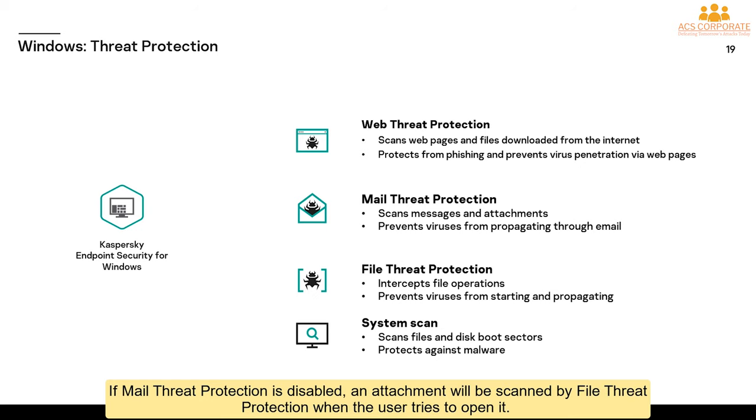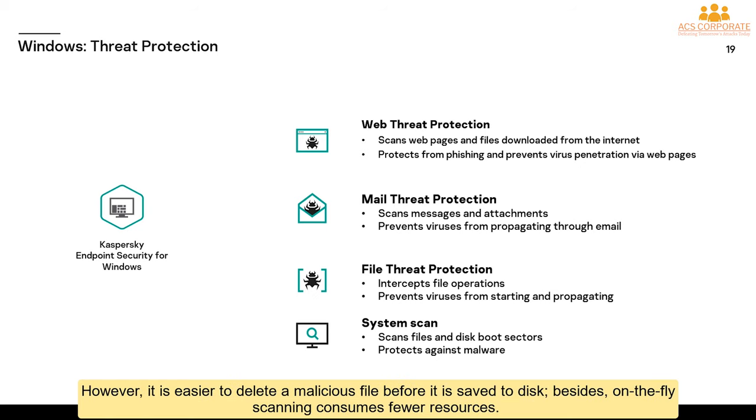If mail threat protection is disabled, an attachment will be scanned by file threat protection when the user tries to open it. However, it is easier to delete a malicious file before it is saved to disk. Besides, on-the-fly scanning consumes fewer resources.